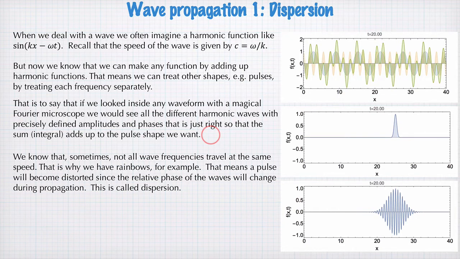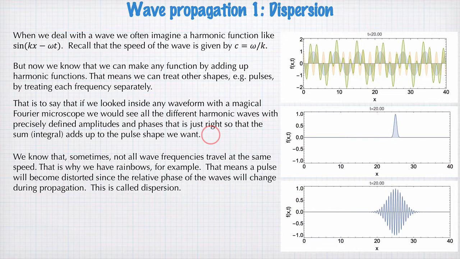But we know that sometimes different frequencies in a wave do not travel at the same speed, and I give you a rainbow. The reason we have rainbows is that when light waves move from air to water, they refract at different angles. They refract at different angles because the speed of the wave in water depends on the frequency. So different frequencies refract at different angles because Snell's law changes as a function of wavelength, and the colors are separated.